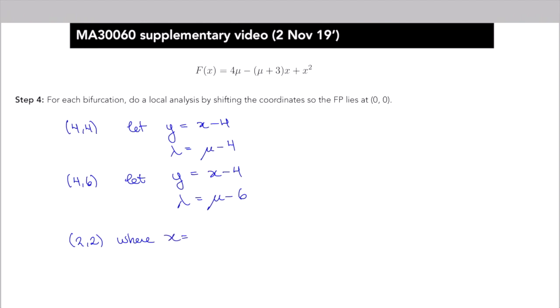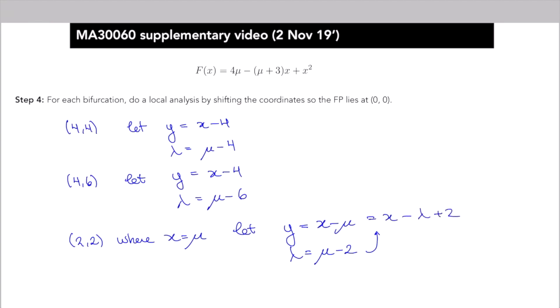where x is equal to mu along this curve, you want to let lambda equal to mu minus 2. So now when mu is equal to 2, lambda is equal to 0. And you also want to let y be equal to x minus mu. And the below gives you that this is x minus lambda plus 2.